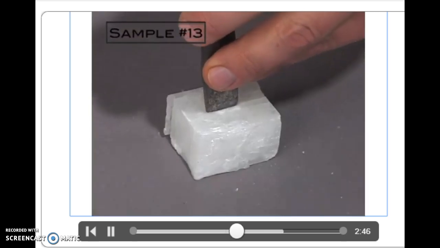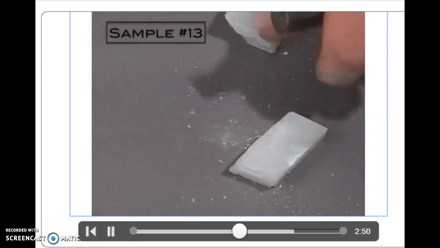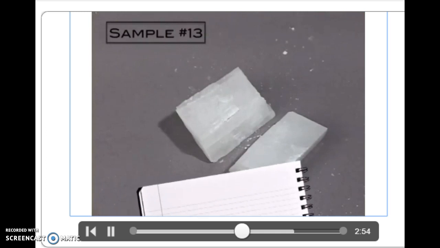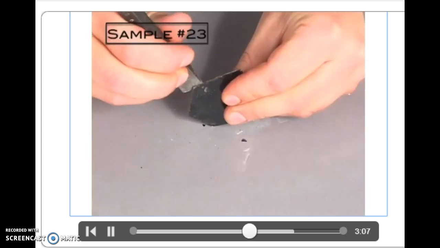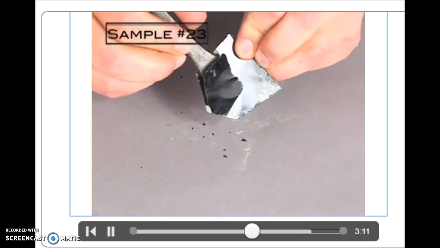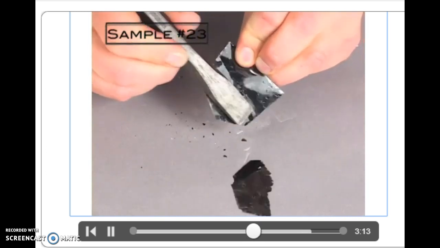Look closely at the sample. Do you see flat planes of cleavage in one or more direction, or do you just see fracture? Note your observations. We don't need to hit this mineral to see how it breaks. Notice how it splits into sheets.